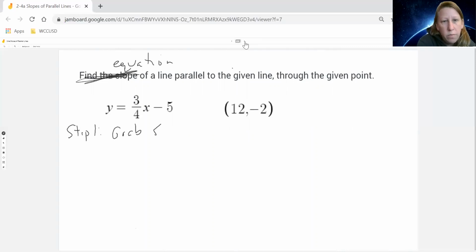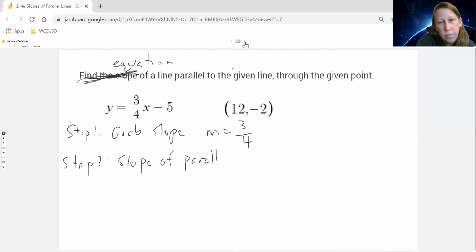What's the slope? 3/4. Just pull it right off of there. Then I don't need that anymore. Step 2, what's the slope of the parallel? The slope of a parallel line is also 3/4. Parallel lines have the same kind of steepness.